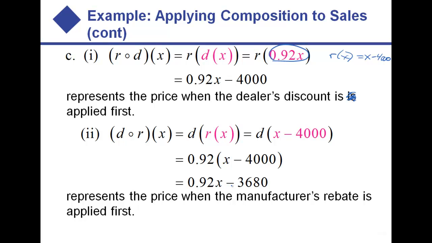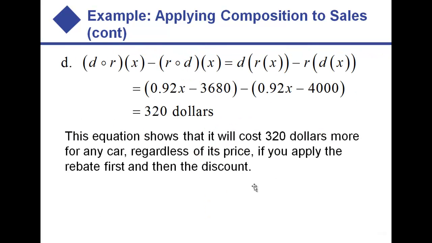Well, which of the two would be the better deal, right? If you were trying to buy this car, which one would cost less to you? And hopefully you can see very clearly that this is the better deal, because whatever the price of the car is, you're still getting 0.92 of it, right? You're still paying 92% of that price, that x. But in the first case, you also take $4,000 off, whereas down here you only take $36.80 off. And if you look at the difference between those two, it costs $320 more if you apply the rebate first and then the discount.